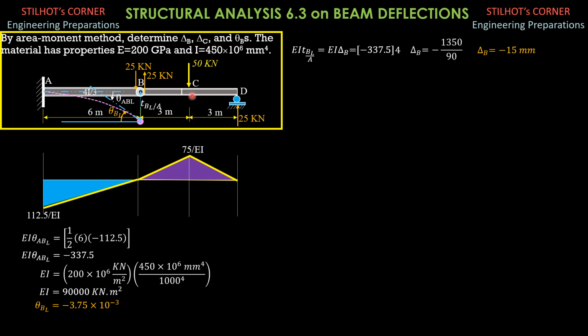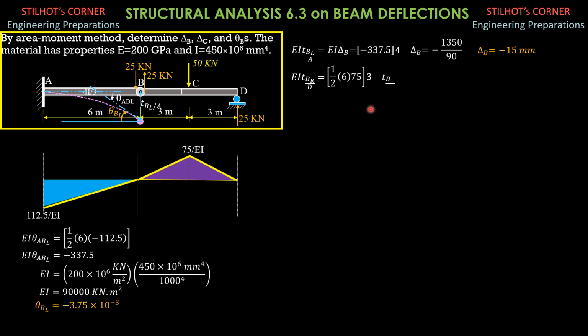Next, for delta C and theta B, we first compute the deviation of B right relative to the tangent at D. So EI times the deviation of B right relative to the tangent at D is simply the moment of area between B and D with respect to B. Luckily the area is a symmetric triangle, and the distance of the centroid from B is 3 meters. So the area is 1/2 of 6 times 75, and the moment arm is 3.